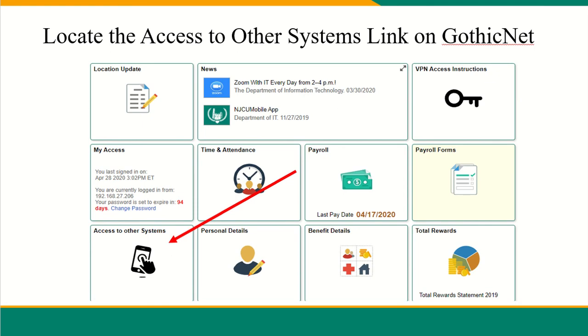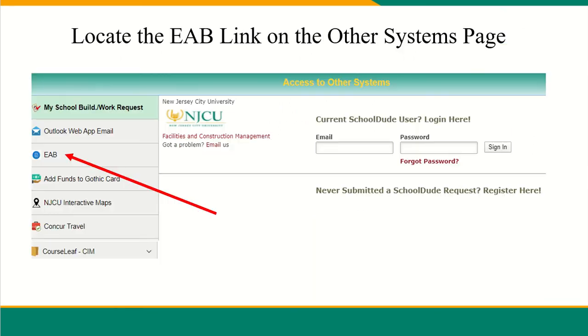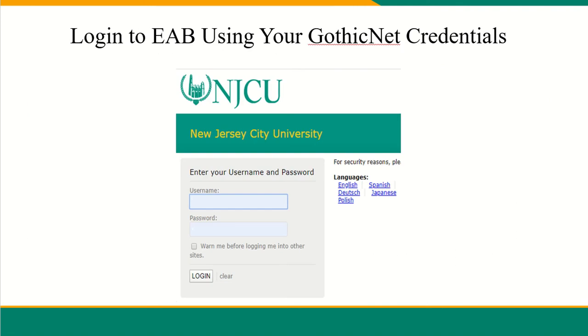To access EAB, log into GothicNet and on the home page of GothicNet, look for the Access to Other Systems icon. Once you click on the Access to Other Systems icon, you'll be brought to the home page for Other Systems, where you'll see a menu on the left-hand side and there's a red arrow indicating the EAB link. So you would click on EAB to access that homepage.